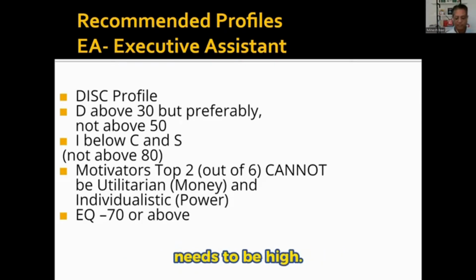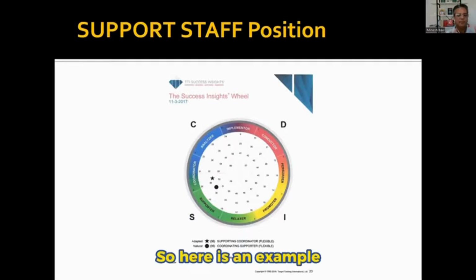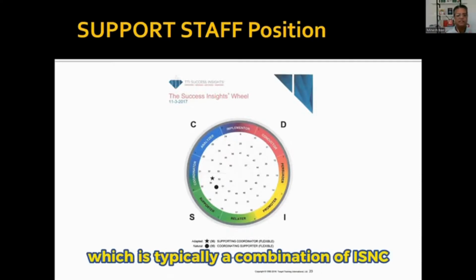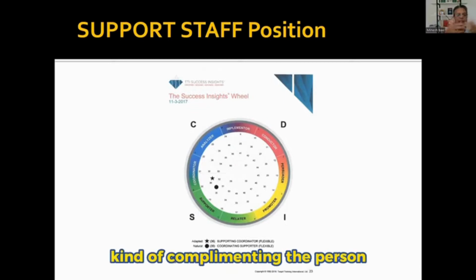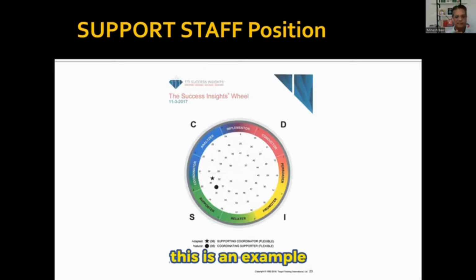Again, the emotional quotient needs to be high. So here is an example of an administrative position. As you can see, the number is around 35, 36, near coordinator supporter, which is typically a combination of I, S, and C. What that does is this person is typically the opposite of the salesperson, the person in charge, who is closer to the D and the I, on the right side, and the person in this example, the support staff, is on the left side, kind of complementing the person. So pay attention to that.